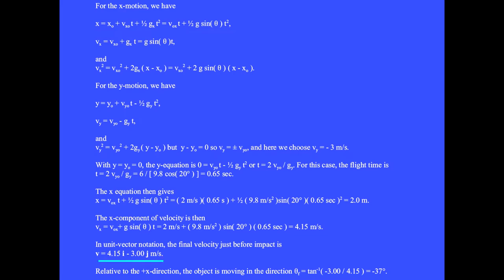In unit vector notation, the final velocity just before impact is v equals 4.15 i hat minus 3 j hat meters per second. Relative to the plus x direction, the object is moving in the direction theta f equals tan inverse of minus 3 over 4.15 equals minus 37 degrees.